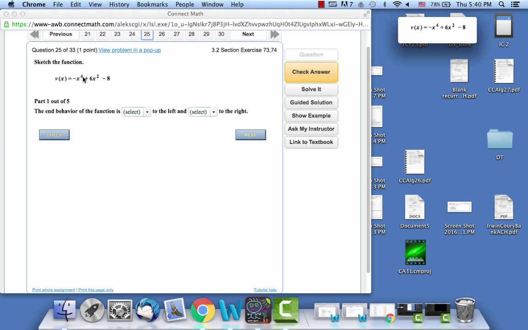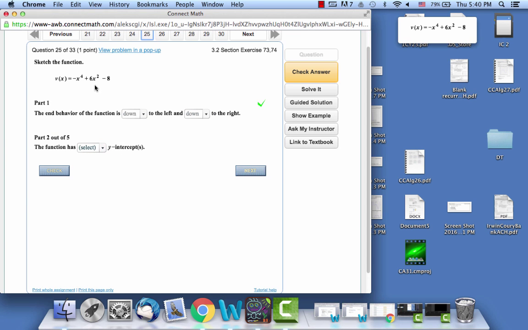So it's even, that means they go the same direction. Negative means they both go down. Okay, we want to know about the y-intercepts. It should have 1 or none. If I plug in 0, I get -8, so it has 1.